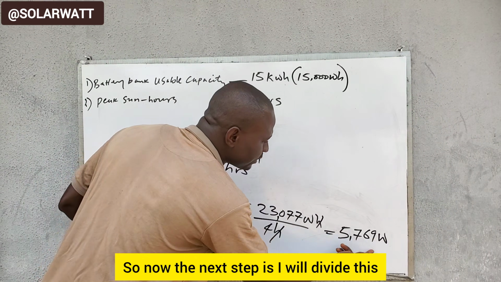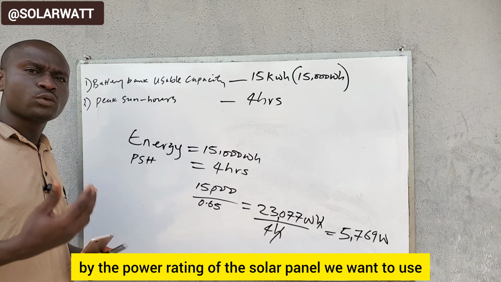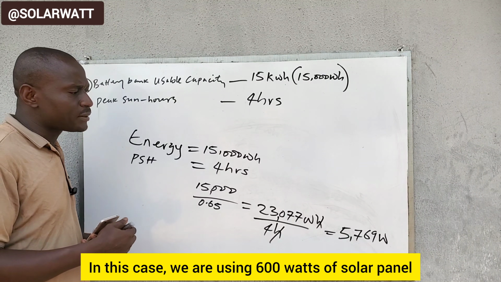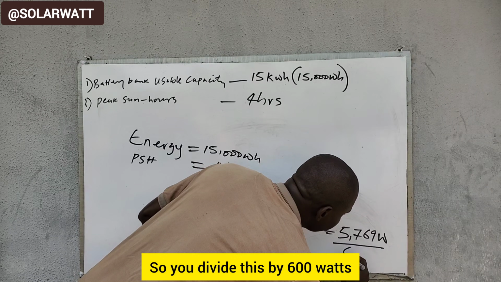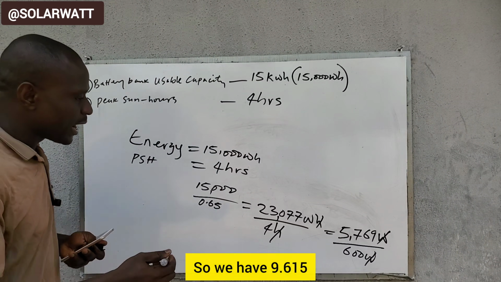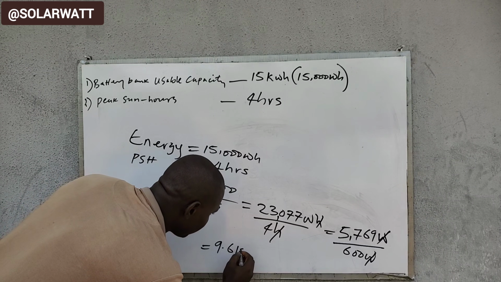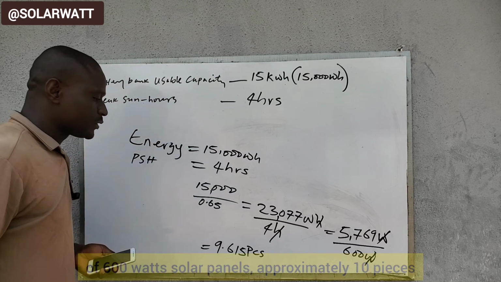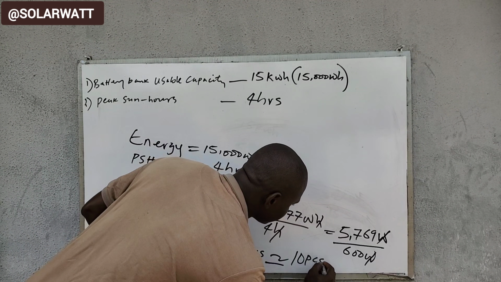So now the next step is that we'll divide this by the power rating of the solar panel we want to use. In this case, we are using a 600-watt solar panel. So you divide this by 600 watts. This watts will cancel. So we have 9.615 pieces of 600-watt solar panels, approximately 10 pieces.